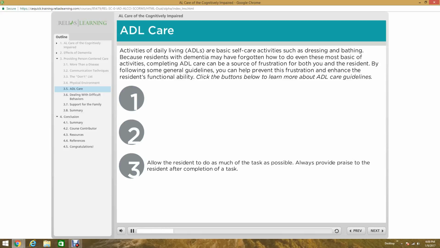Allow the resident to do as much of the task as possible. Always provide praise to the resident after completion of a task.